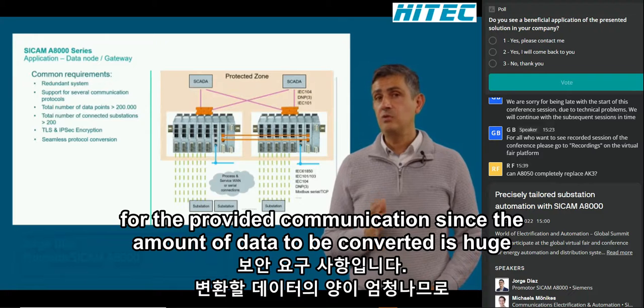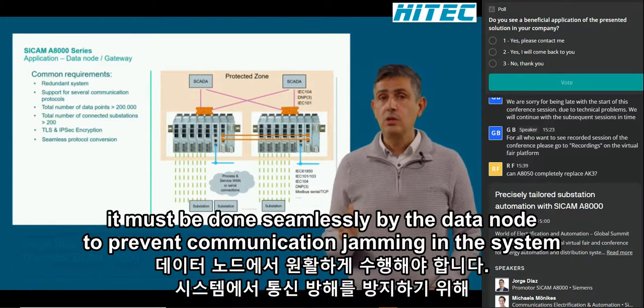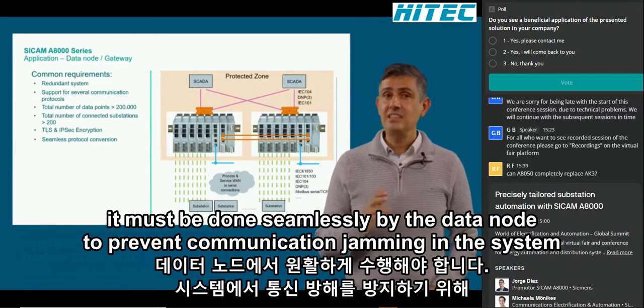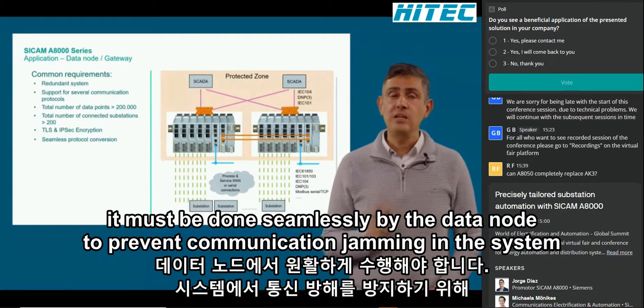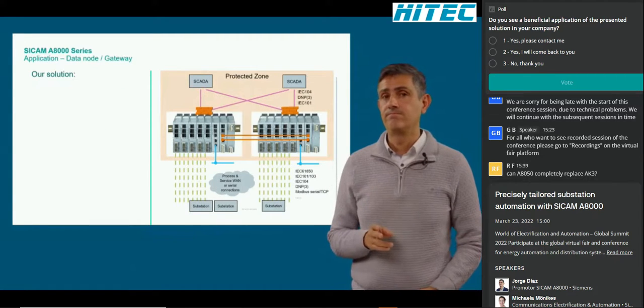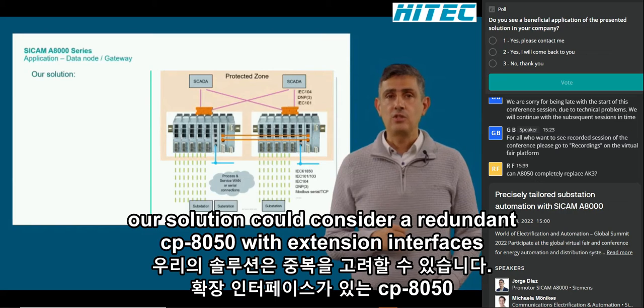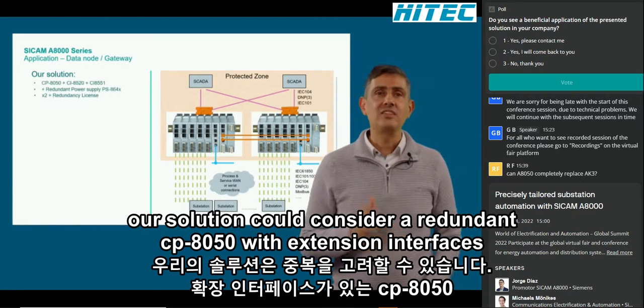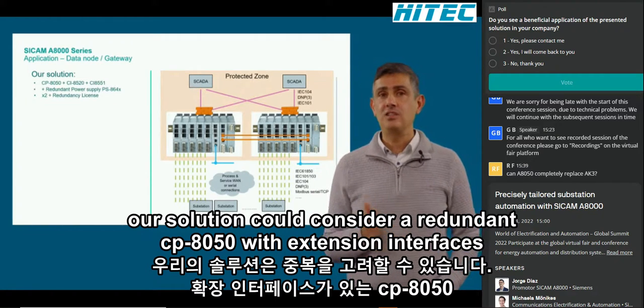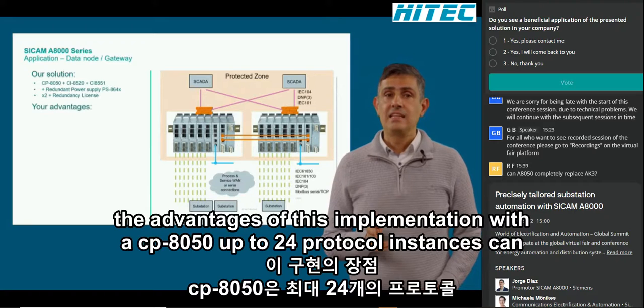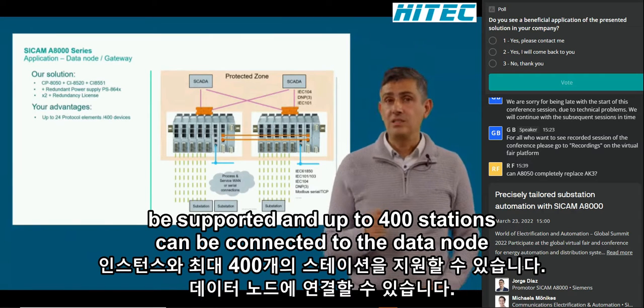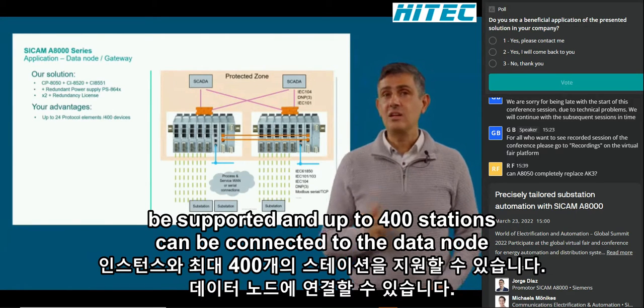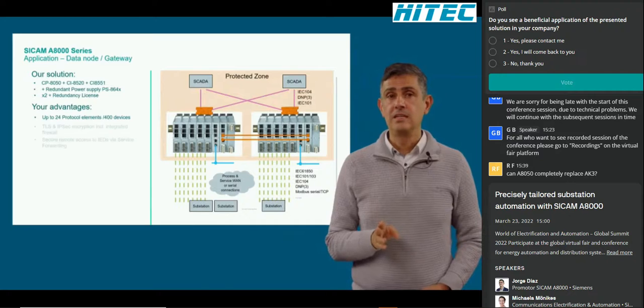Since the amount of data to be converted is huge, it must be done seamlessly by the data node to prevent communication jamming in the system. Our solution could consider a redundant CP8050 with extension interfaces. The advantages of this implementation with a CP8050: up to 24 protocol instances can be supported, and up to 400 stations can be connected to the data node.